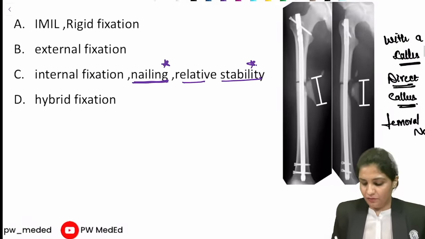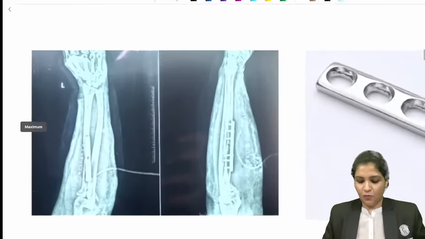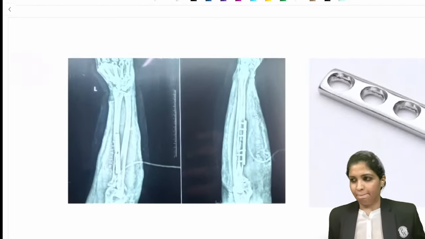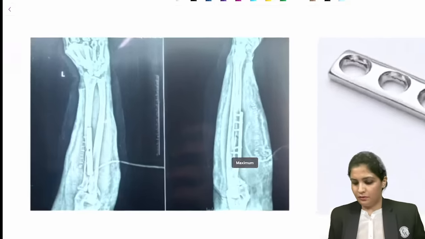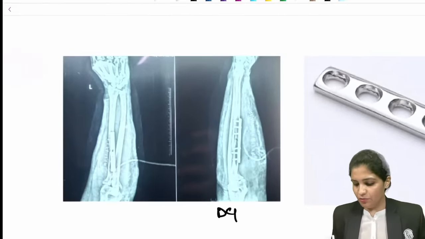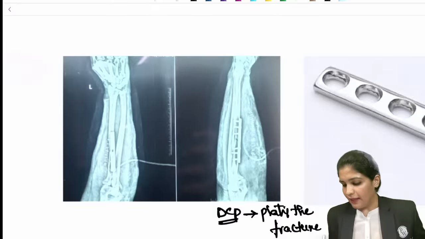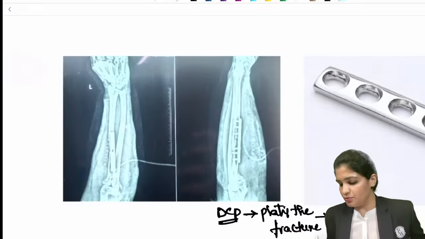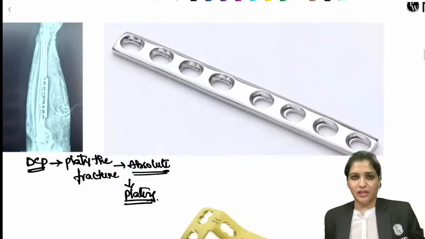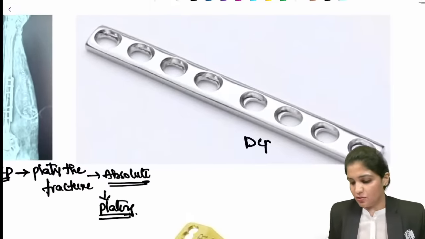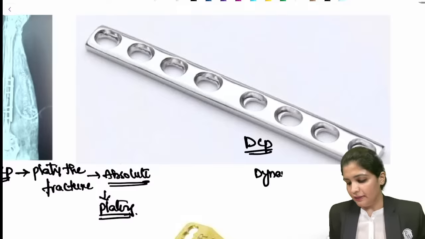And if you see a plate, for example, if you are given this X-ray, what is this? This is a plate. Here we have used a DCP for plating the fracture. Here we required absolute stability, so there should be no callus formation, so we have used a plate. So this is plating, right? What are the various plates which are being used? This is your DCP. So what is DCP? It is your dynamic compression plate.